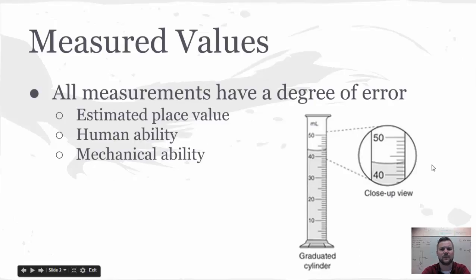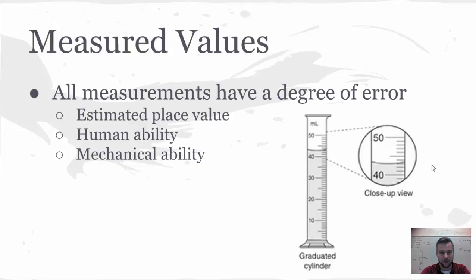All measured values have some degree of error, no matter what. If we're using the measuring device correctly, we measure one place value past what that measuring device happens to be marked. So we're going to include in a measured value all values known for certain plus one estimated place value. And that estimated place value is what we're concerned about here. That estimated place value is going to be limited by human ability and also mechanical ability of the device.